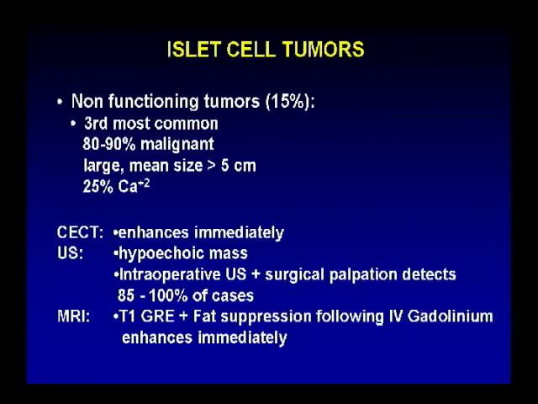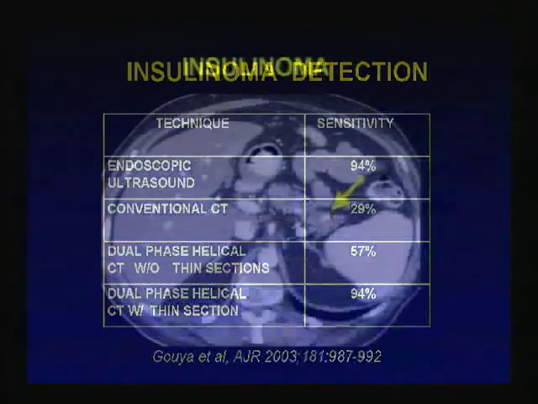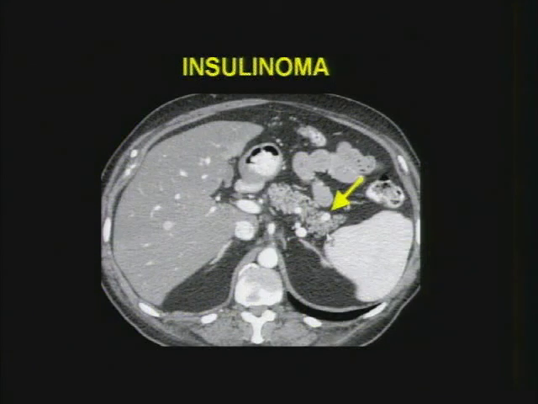15% of islet cell tumors are non-functioning. The majority, you can see up to 90%, are actually malignant, and they tend to present at a large size. About a fourth will have calcifications. The typical imaging feature is that these lesions, islet cell tumors in general, tend to enhance intensely and immediately, and this is both on CT and MR. Let me skip over this. This basically just shows that you do need CT with thin sections for proper detection of islet cell tumors.